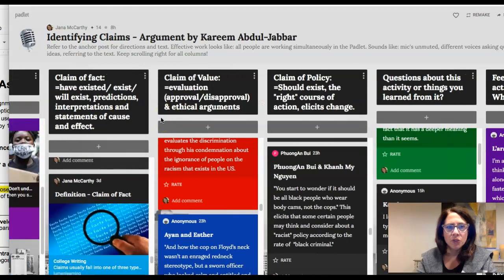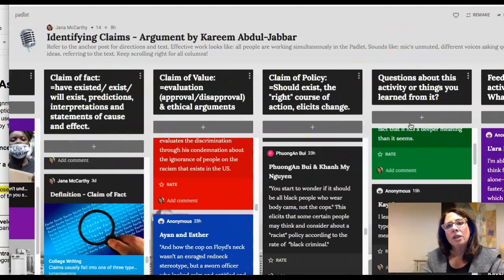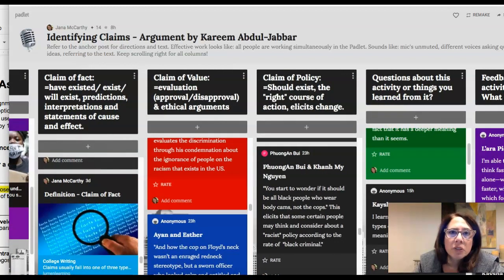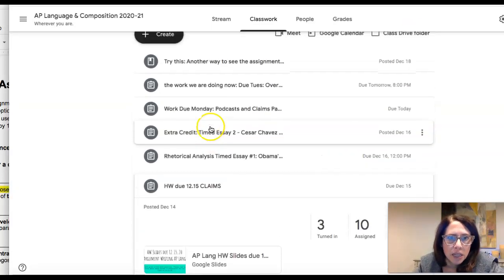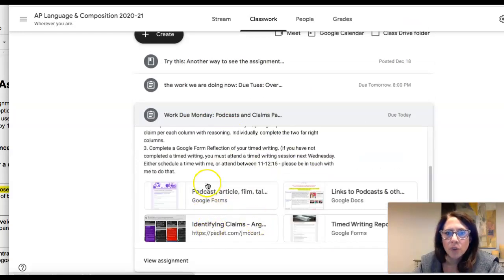And so one of the first assignments for this unit is this Padlet that we did last week. And this Padlet is also linked on Google Classroom from last week. You want to read a very brief article by Kareem Abdul-Jabbar and then identify at least one claim of fact, value, and policy within the respective columns, and then include questions and feedback that you have. So you're working through all of these columns. This is 30 points, so you're going to want to jump on this. You will find it linked here, work due Monday. And this is also included with the podcast.